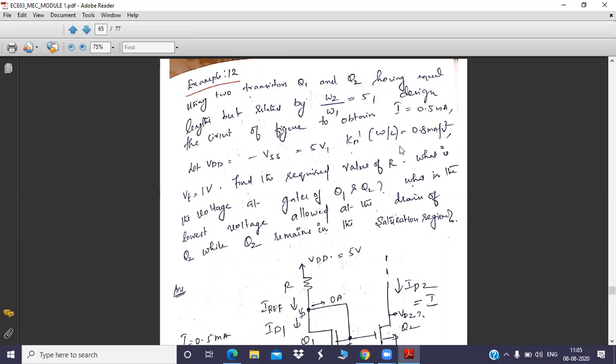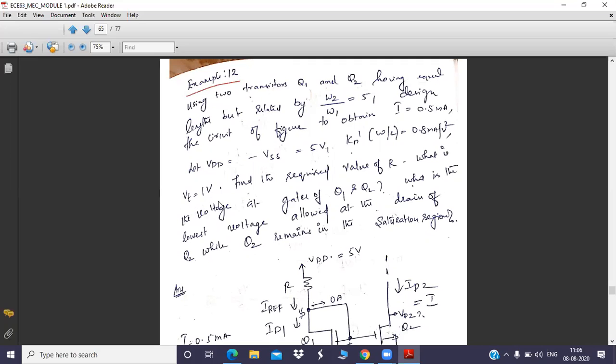So K'n W by L is given as 0.8 milliampere per volt square. Threshold voltage is given. What is the threshold voltage? Try to refresh the concept of threshold voltage. It is the minimum voltage which is required at the gate terminal so as to induce the channel. Initially you don't have any channel, but later the channel is getting induced only after the application of a minimum voltage at the gate terminal. So the gate is a control input. The gate voltage is the control input that is inducing the channel.